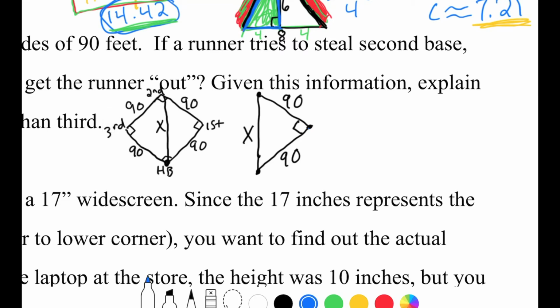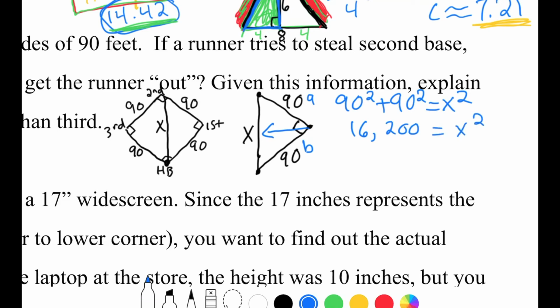So hypotenuse is x. So our legs, our A and our B, is 90. So we have 90 squared plus 90 squared equals x squared. Our 90 squared plus 90 squared gives us 16,200 equals x squared. We're going to take the square root of both sides to get x by itself, and we get x is 127.28.